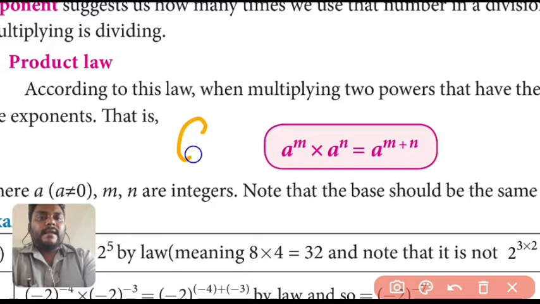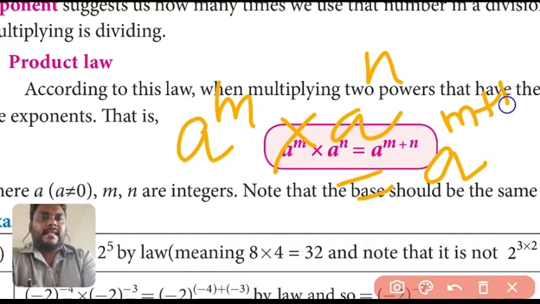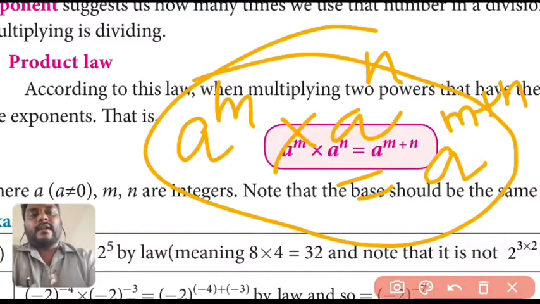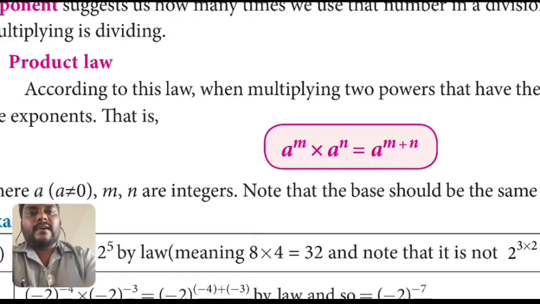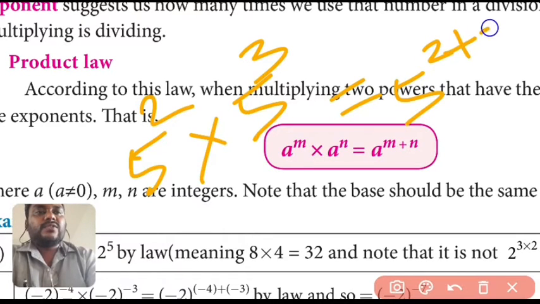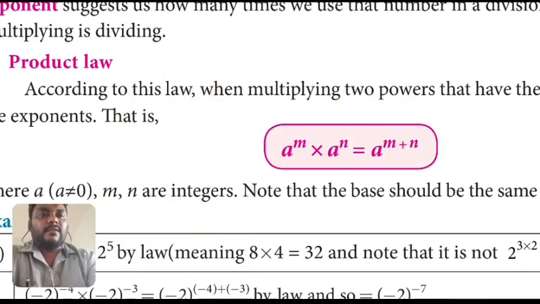I repeat, a power m into a power n equals a power m plus n. Wherever we use this formula, it's called the product law. For example, 5 power 2 into 5 power 3 equals 5 power 2 plus 3. The bases are equal, so we write the base as it is and add the powers, 2 plus 3.